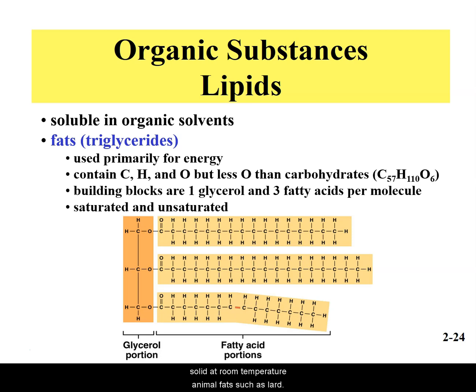Saturated is solid at room temperature. Animal fats such as lard are saturated fats. The fatty acids are linked to arterial sclerosis, so they're not good for us. Unsaturated is usually liquid at room temperature and is better for us.